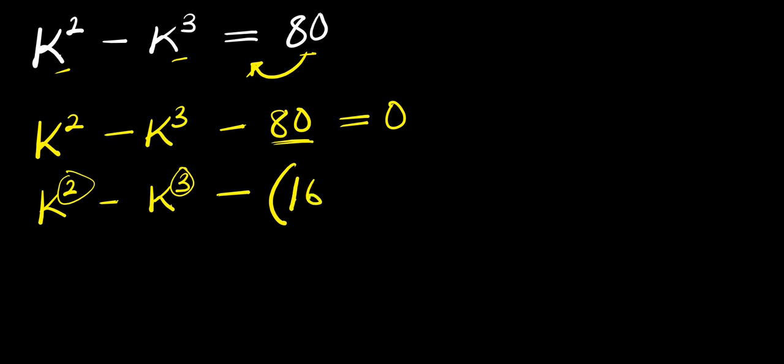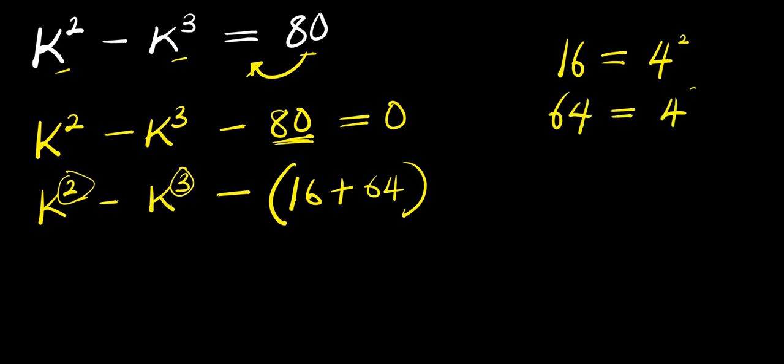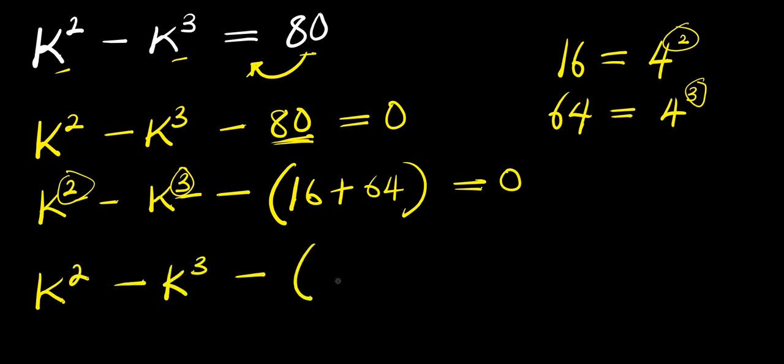So 16 plus 64 will give us 80, and I can express 16 as 4 power 2, which also corresponds to the exponent here. And also for 64, I can express it as 4 power 3, which also corresponds to this particular exponent here. I mean the exponent of 3 and exponent of 2 respectively. So this equals 0. That means we have k power 2 minus k power 3 minus this is 4 power 2 plus 4 power 3, and this equals 0.